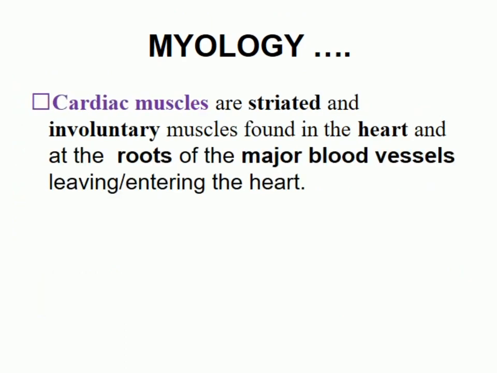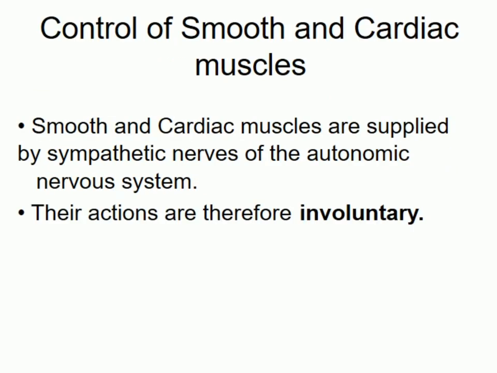And the last type is cardiac muscles. They are striated and involuntary muscles found in the heart and at the root of the major blood vessels leaving or entering the heart. So cardiac muscles are present only in the heart and on the root of the major blood vessels such as the aorta and the vena cava, inferior and superior vena cava. When they are leaving the heart, they present with cardiac muscles. So that is the classification of muscles.